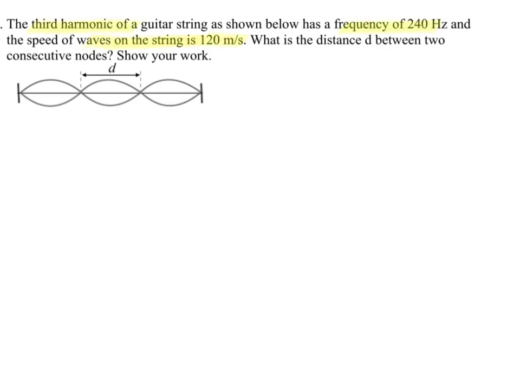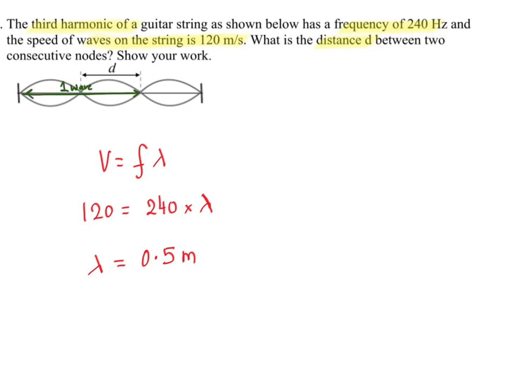Now third harmonic, and the frequency and the wave speed are given to us. So let's write down the wave equation and get the wavelength first. And d is the distance between two consecutive nodes, which is half of a wave. That means it's half of the wavelength, which is 0.5 over 2, which is 0.25 meter.